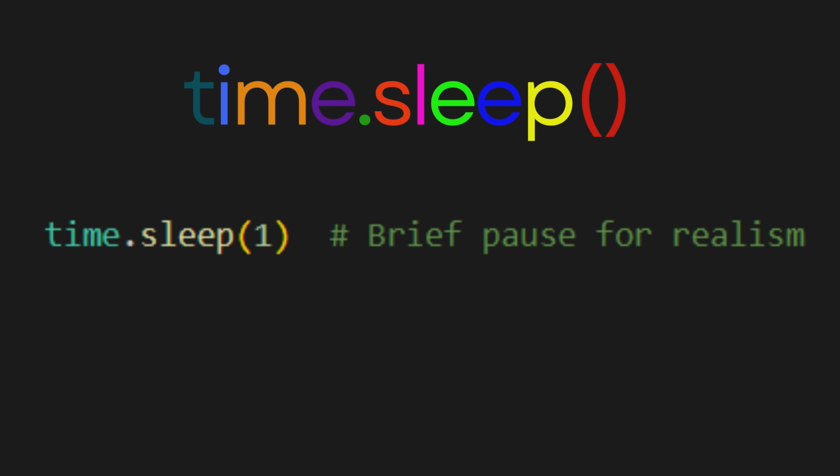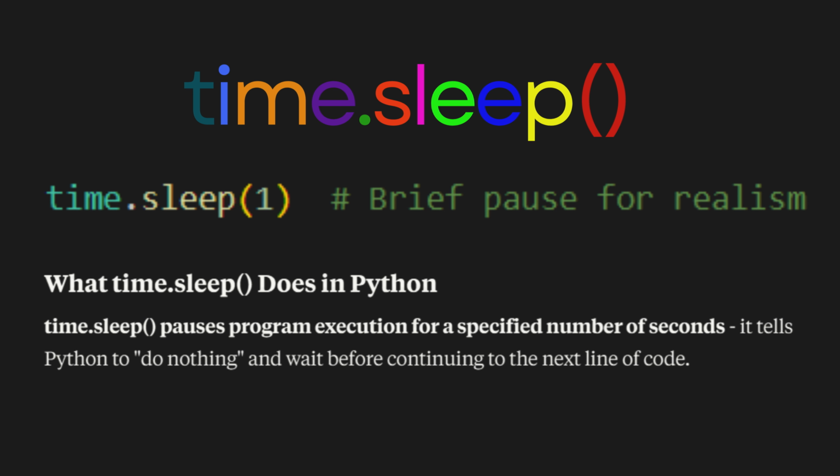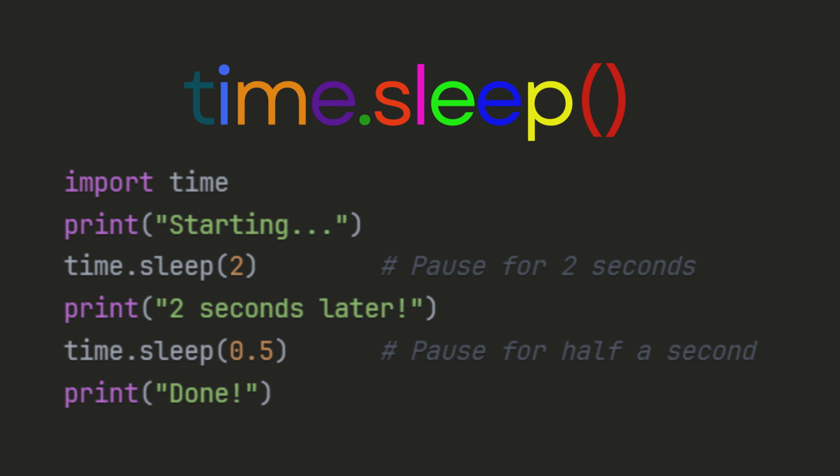This demonstrates the time.sleep function. This is Python's tool for pausing program execution for specified durations. It's important for realistic timing, user experience, and controlled simulation pacing. time.sleep(1) pauses the program execution for exactly 1 second.